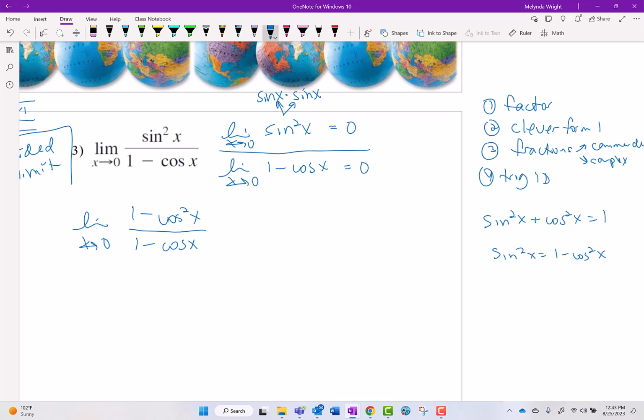But I can factor the numerator. Is this just crazy talk? You're like, what? Factor the numerator? I could factor it because it's like 1 minus x squared. That's what the top is like. 1 minus x squared factors to 1 minus x times 1 plus x. This is a difference of perfect squares. So when I factor it, the limit as x goes to 0 becomes 1 minus cosine times 1 plus cosine.